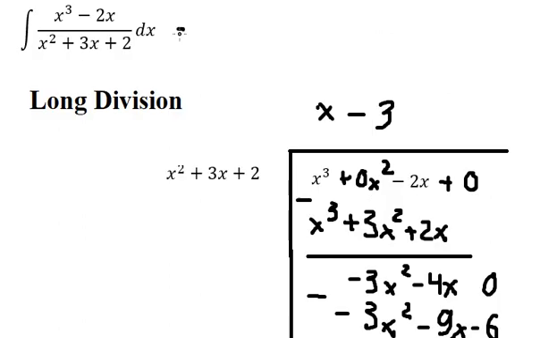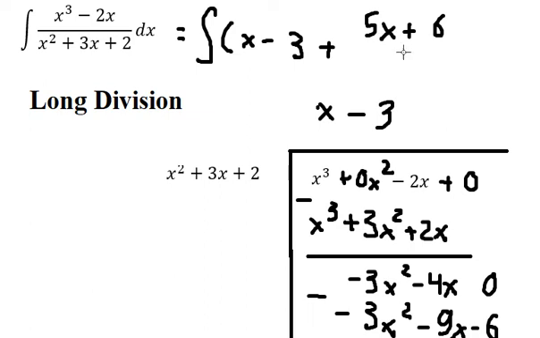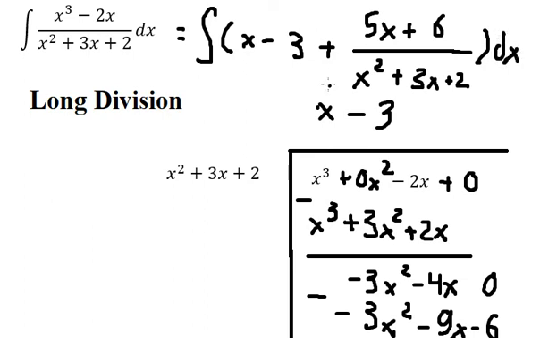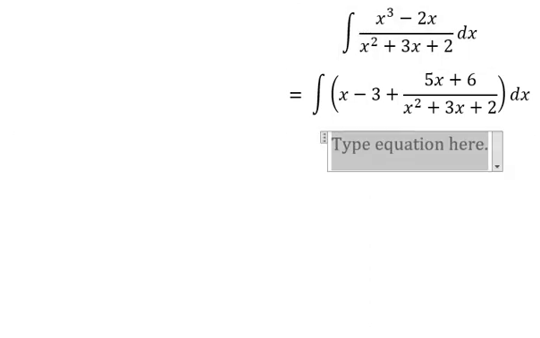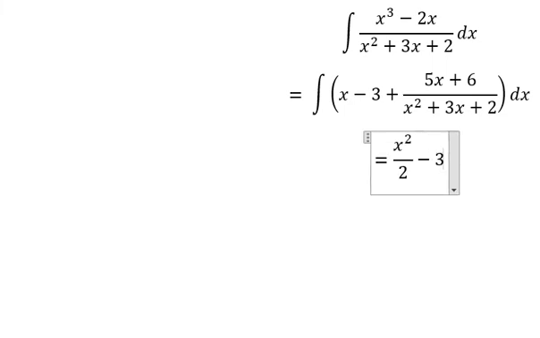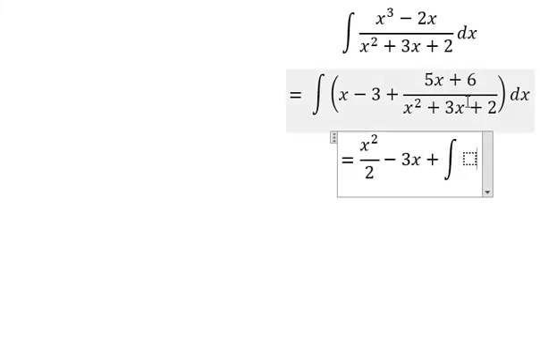So this one we can write like this. That is s minus 3 plus 5s plus 6 over s square plus 3s plus 2. So we can write this one in here. Now the integration of s, we have s square over 2. Number 3, that is 3s. And now we just concentrate on this one.